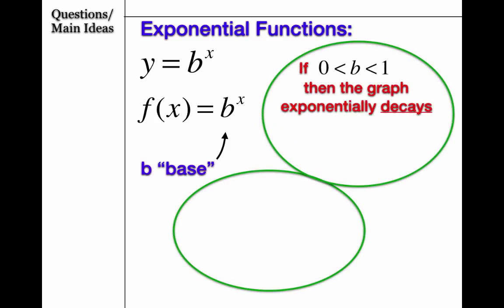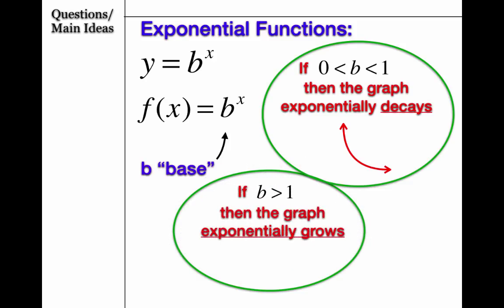In the first bubble, I'm going to say if our base is between 0 and 1. So if 0 is less than b is less than 1, that means it's a fraction or a decimal. It's between 0 and 1. If you have a fraction or a decimal between 0 and 1, then the graph exponentially decays. We call it decaying because it goes in that downwards direction. Decaying means it drops. If the base is greater than 1, if b is bigger than 1, it's a whole number, then the graph exponentially grows and it goes in the upwards direction.